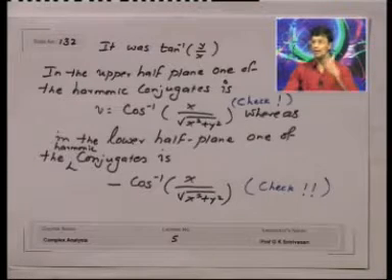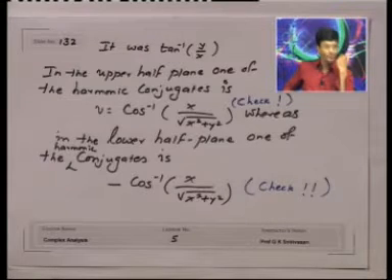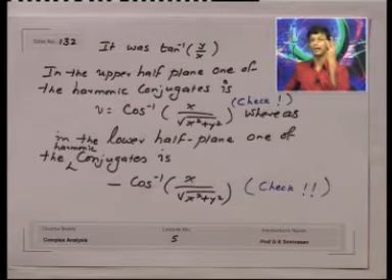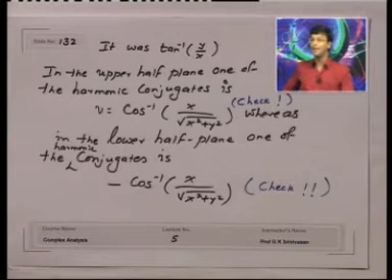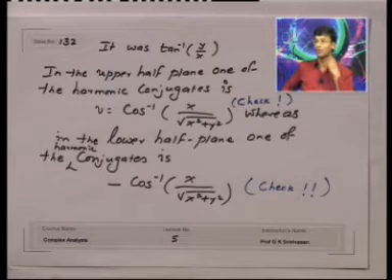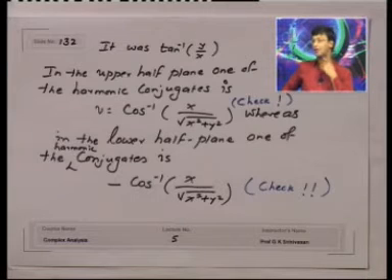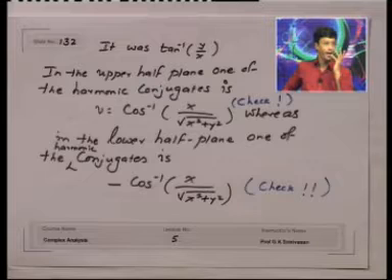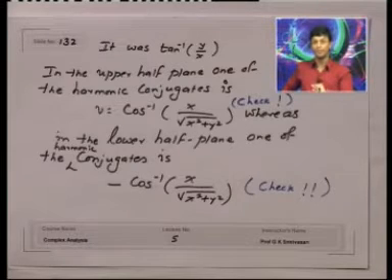We have the capital Arg z, the principal argument, has three different avatars, three different expressions. On the right half plane, you say it is tan inverse of y by x. In the upper half plane, you are saying it's cos inverse of x upon root of x squared plus y squared. In the lower half plane, you are saying it's minus cos inverse of x upon root of x squared plus y squared.